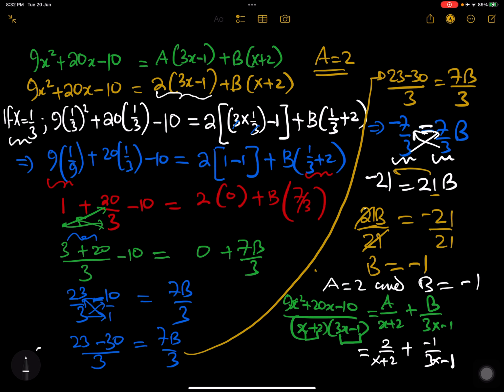And by so doing, we would have been able to express 9x squared plus 20x minus 10, all divided by the denominators, which is x plus 2, 3x minus 1. That brings us to our final answer.